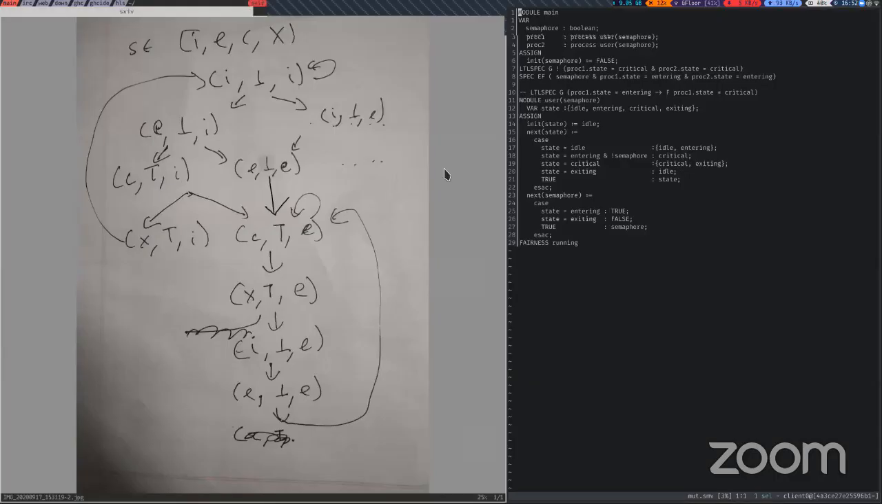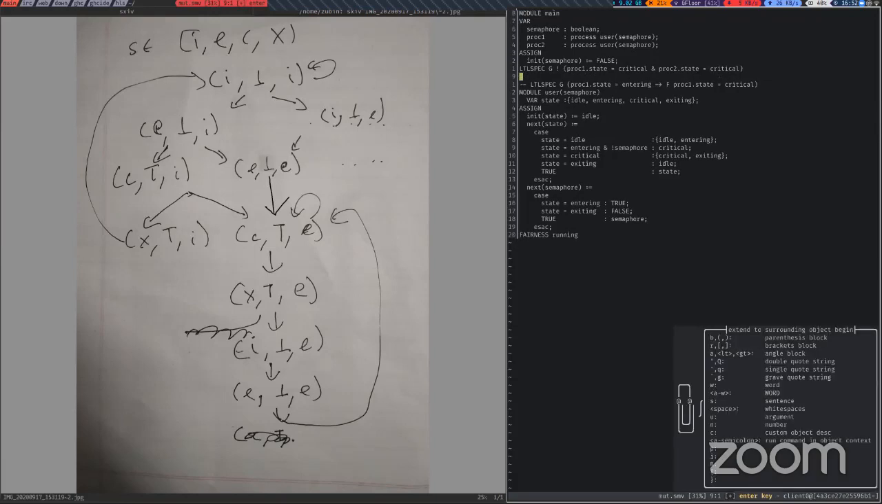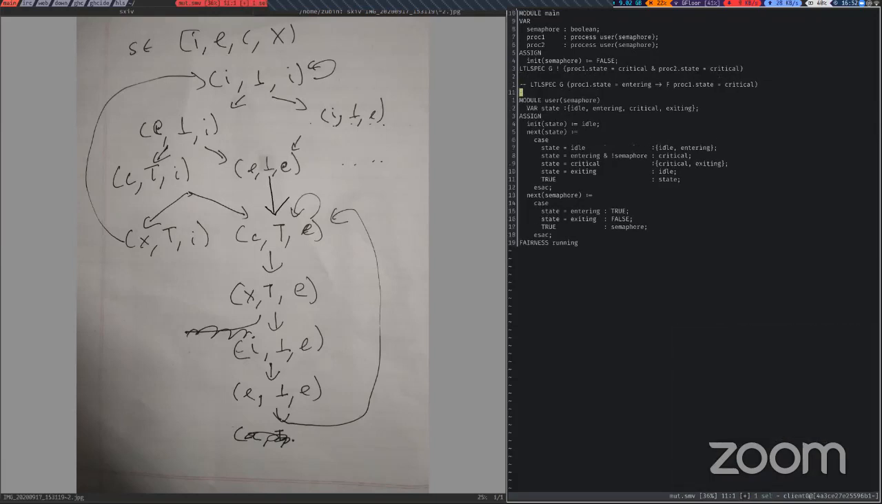Okay, can you see my screen? Yes, I can. Okay, so this is the counterexample that NuSMV showed us last class. Maybe all of you understood, but I thought I would explain it in terms of a graph to see why the property was failing.